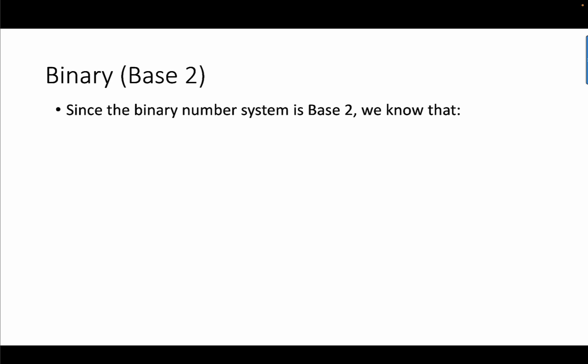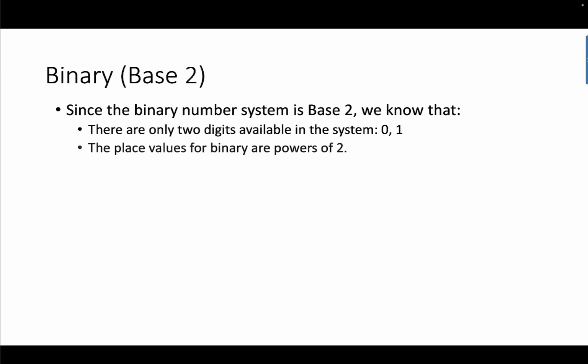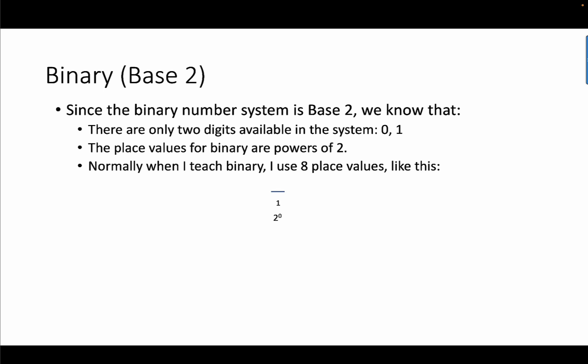The binary system is base 2. Since it's base 2, there are only 2 digits available in the system, 0 and 1, and the place values for binary are powers of 2. Normally when I teach binary, I use 8 place values, like this. 2 to the 0 power is 1, because anything to the 0 power is 1. The next place value is 2 to the first power, which is 2. 2 to the second power, which is 2 times 2, 4, and so on. 8, 16, 32, 64, and 128.